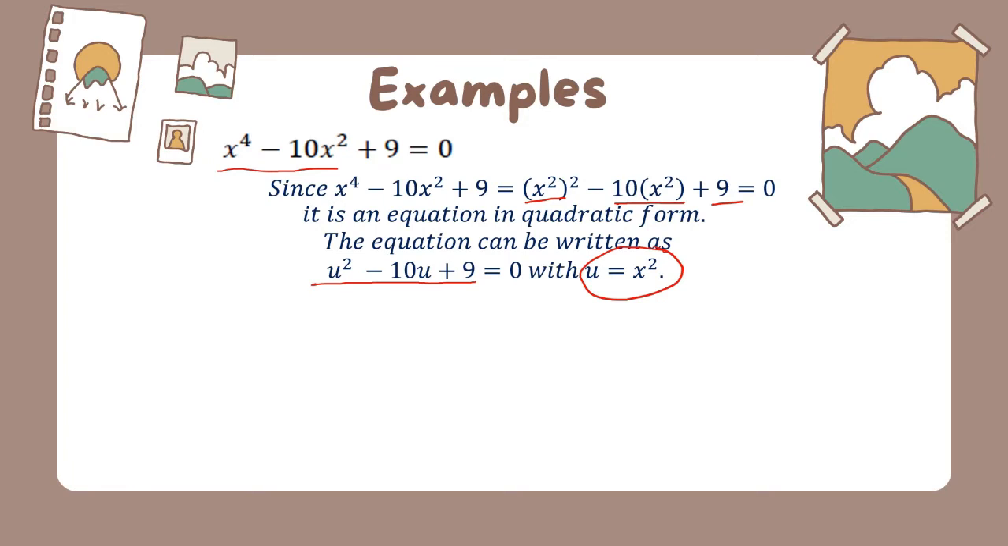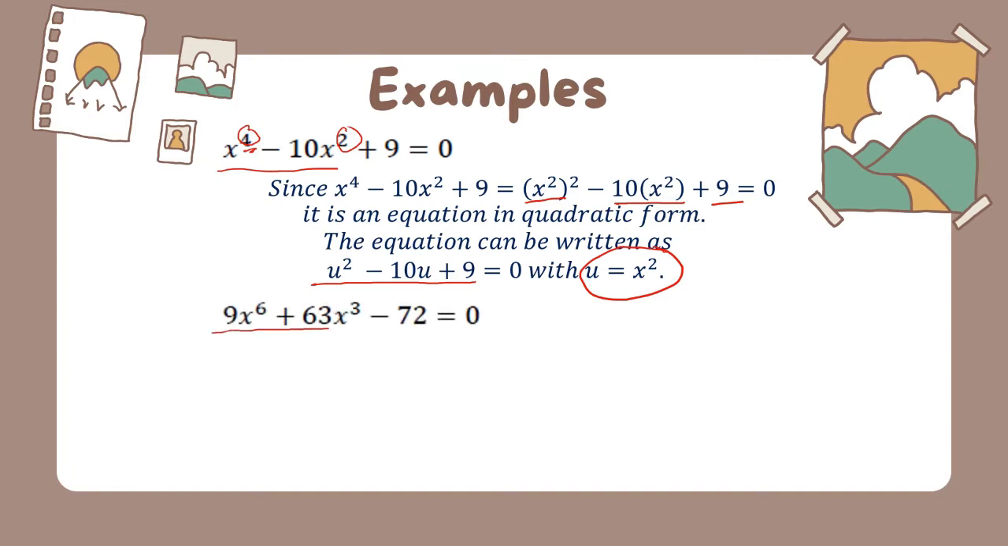Notice that in this equation, the highest exponent is 4 and the second highest exponent is 2. And if we're going to observe the exponents, the second highest exponent is half of the highest exponent. Therefore, we let u equals to x squared.